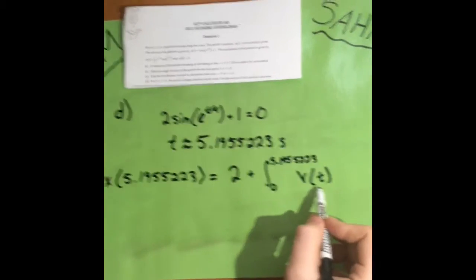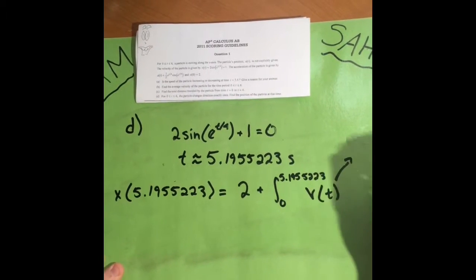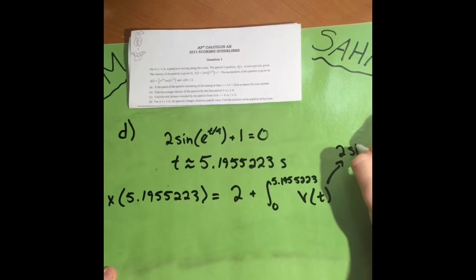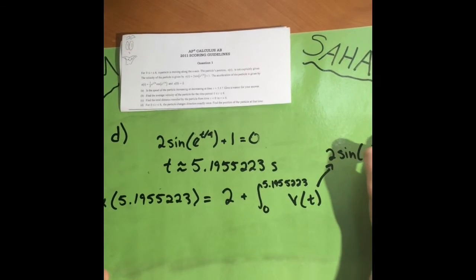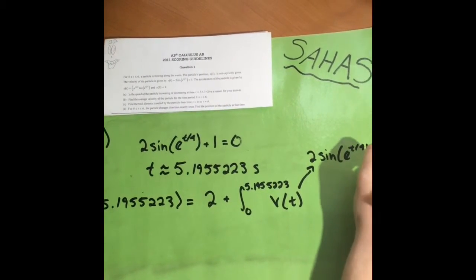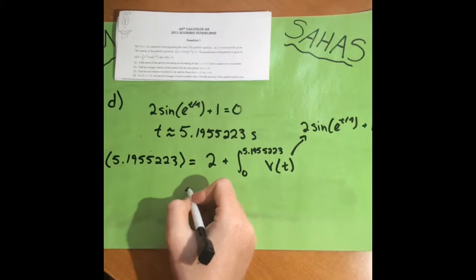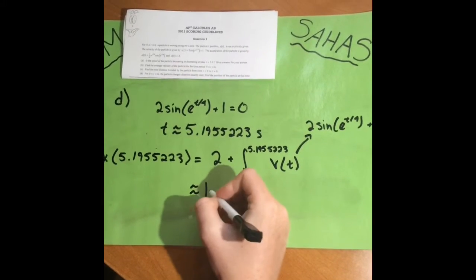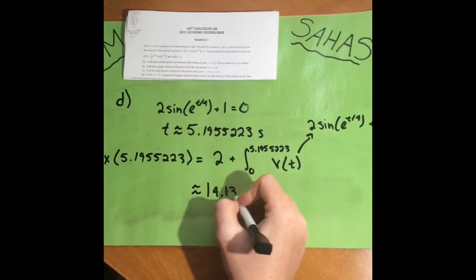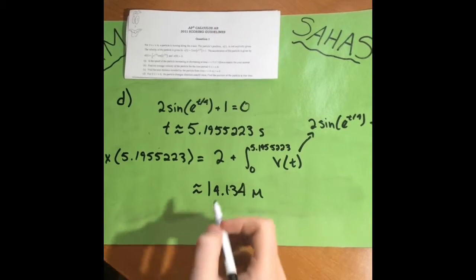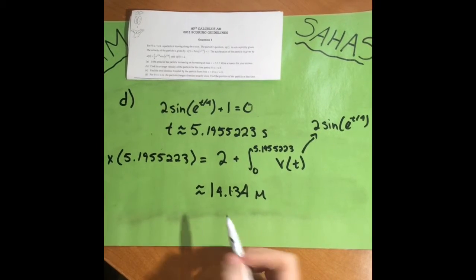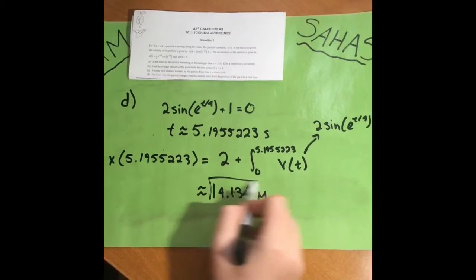Plugging this into your calculator, substituting the actual function in for v of t, you should get it to be approximately 14.134 meters for the position at time 5.19 when the particle changes direction.